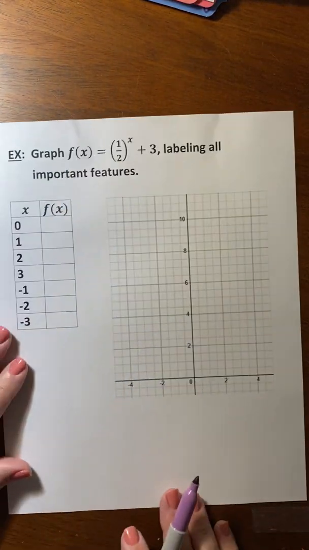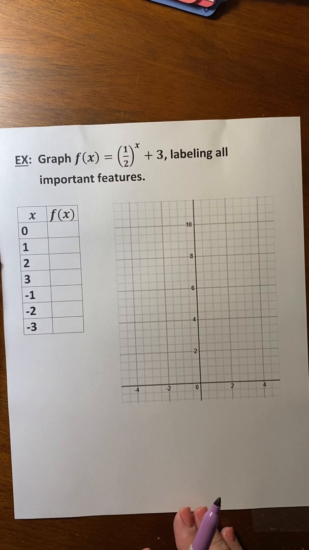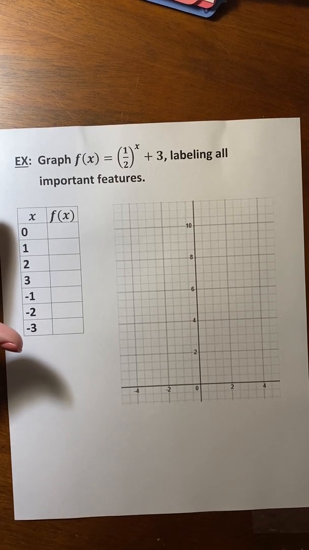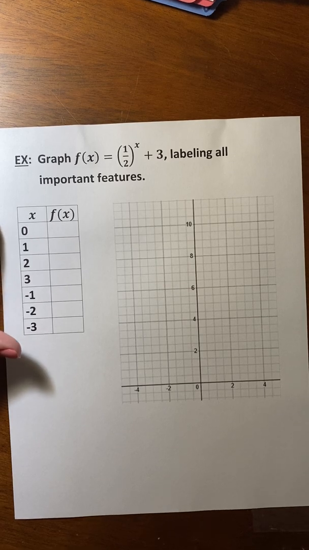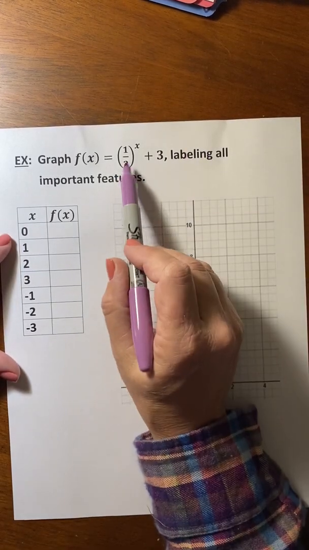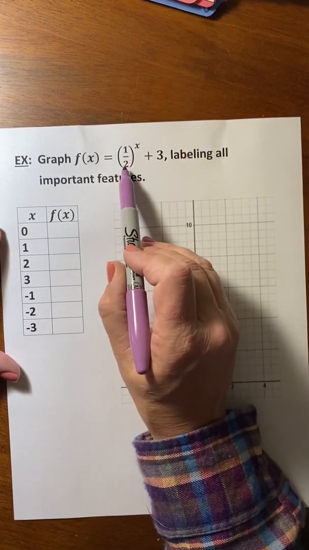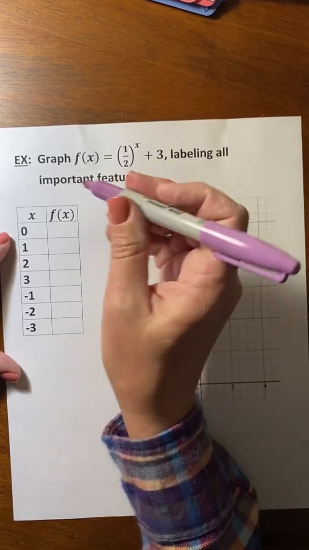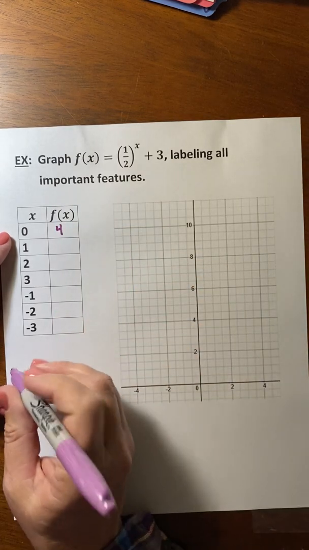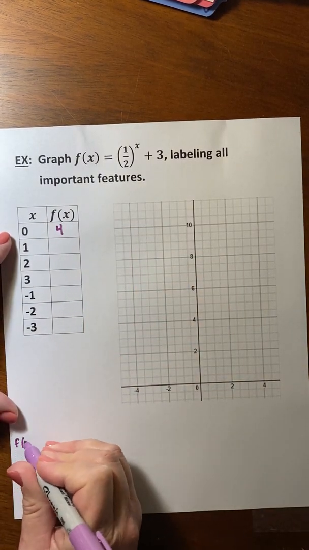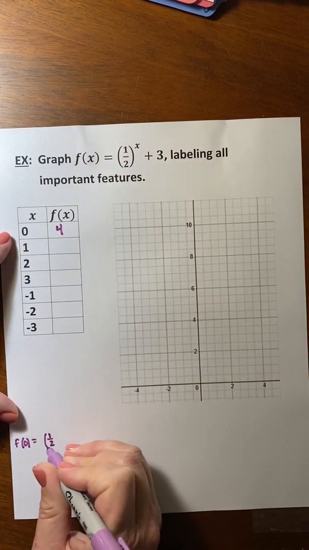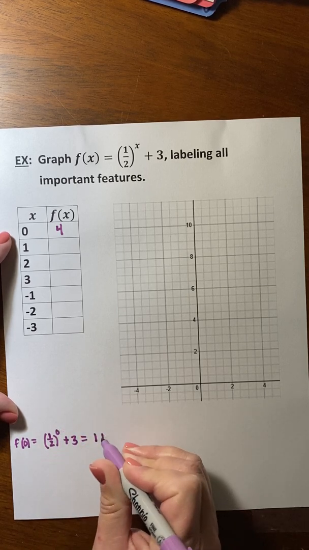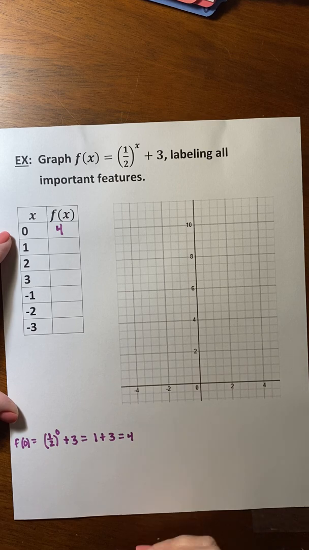All right, let's graph this function. Let's get a little bit trickier. f(x) equals (1/2)^x plus 3, labeling all our important features. I'm going to start at 0. If I put 0 in, 1/2 to the 0 power is 1. 1 plus 3 is 4. So f(0) would be (1/2)^0 plus 3. Well, 1/2 to the 0 power is 1. 1 plus 3 is 4.